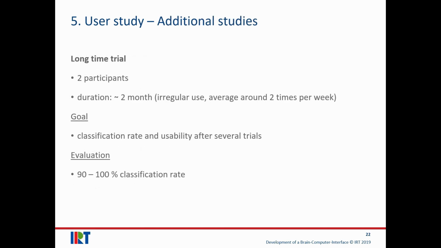We also did a small additional study, like I mentioned, that was not really planned in the beginning, but resulted in between, where we did a lot of testing. We had 2 people, me and someone else, who tested the application over a longer time. It was around 2 months, and we used the device around 2 times per week. At the end, we both had really good classification rates, always between 90 and 100%. Of course, 2 people are not enough to get a valid representation, but it is very interesting, and it shows that there might be changes in the classification rate after the person gets used to the device and the application.